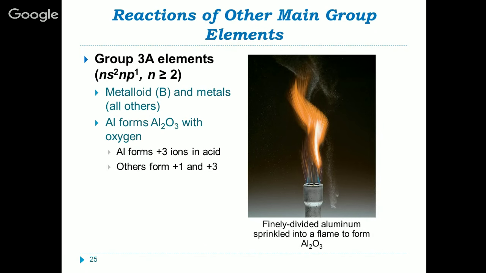Group 3, so we start to get into some metalloids, boron, and we have aluminum, which will react with oxygen to form aluminum oxide. Aluminum almost always forms a +3 cation. And the other metals lower in the periodic table, not the metalloids, but lower in the periodic table, end up with +1 and +3 charges.